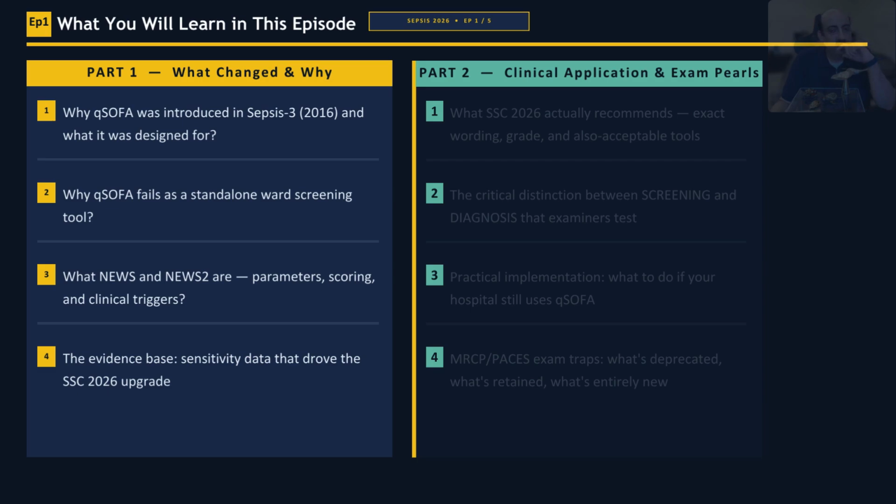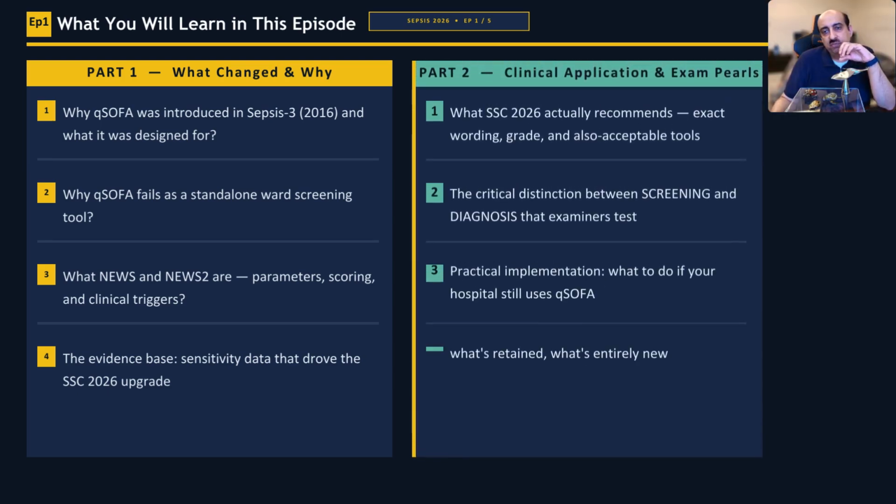Number 3, what the NEWS and NEWS2 are. What do they mean? What are the parameters, scoring thresholds, and the clinical triggers, and what actions need to be taken based on those set of variables? And finally, what is the clinical evidence base for all of these changes as per Sepsis 2026 guidelines?